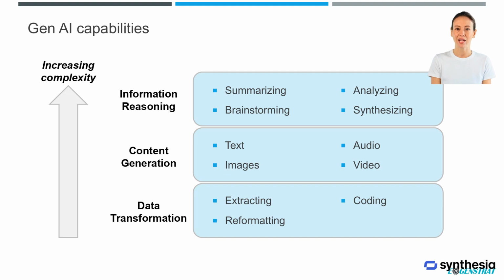Gen AI can think through information in many ways. At the simplest level, it can transform data by translating it into code or by extracting certain information from documents or reformatting it. It can also generate text, images, audio, and video. Every image in this video, other than logos and website screen captures, were generated with AI. Lastly, it can reason through info and summarize, ideate, analyze, and synthesize data. We'll go through examples in the next sections.